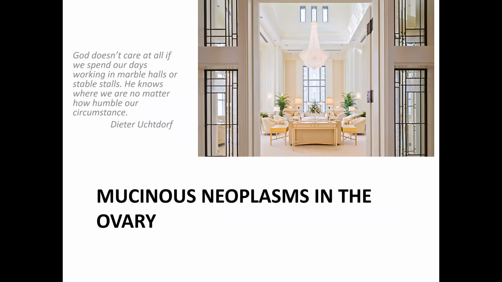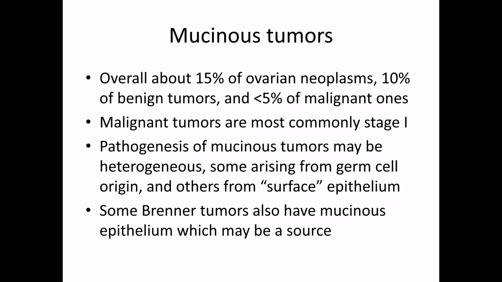So with that, let's leave the serous category behind and go on to look at what happens with mucin. Mucinous neoplasms in the ovary, again, are quite frequent, and there are some vexing challenges with these tumors. These are 10 to 20% of ovarian neoplasms, 10% of benign tumors, but less than 5% of the malignant ones. The malignant tumors are usually stage 1.